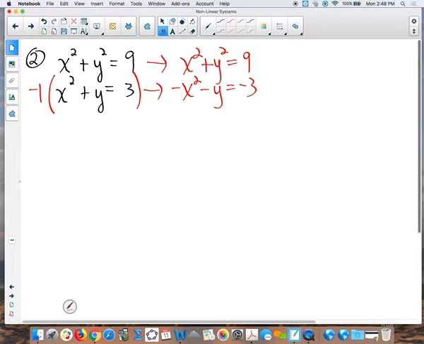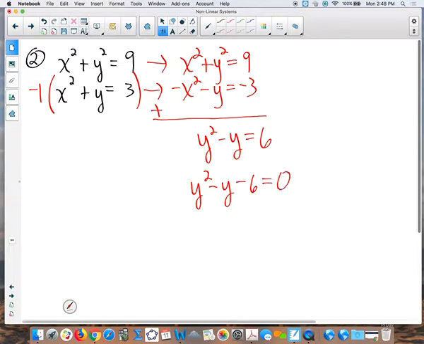Okay. Now, as we add these together, our x squared will cancel, and I'm left with y squared plus negative y. I can't actually add them together, so I'm just going to rewrite it. 9 plus negative 3 is 6. Again, I have a quadratic. y squared minus y minus 6 equals 0.